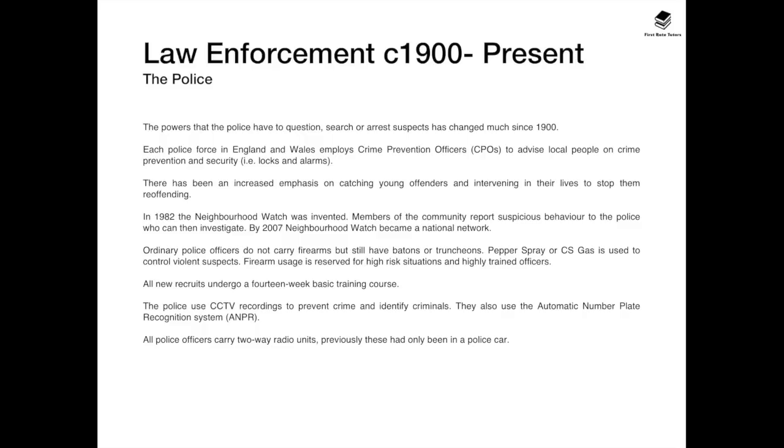In 1982, the Neighbourhood Watch was invented. Members of the community report suspicious behaviour to the police, who can then investigate. By 2007, Neighbourhood Watch became a national network.